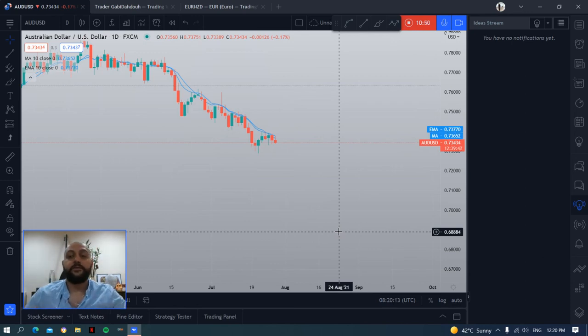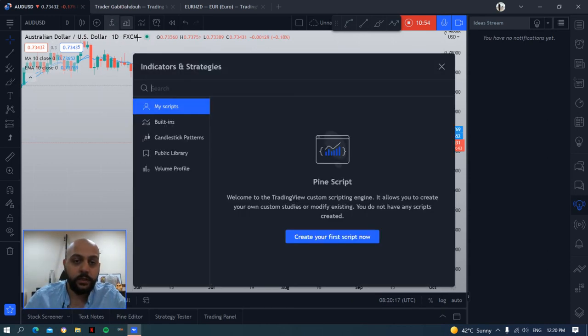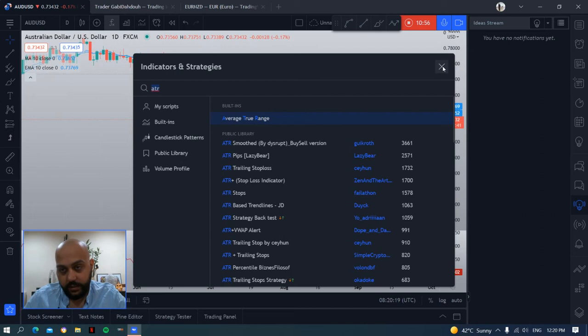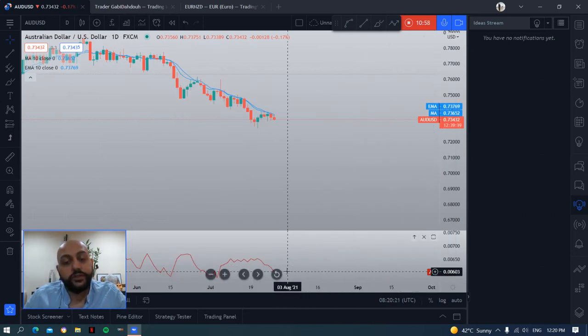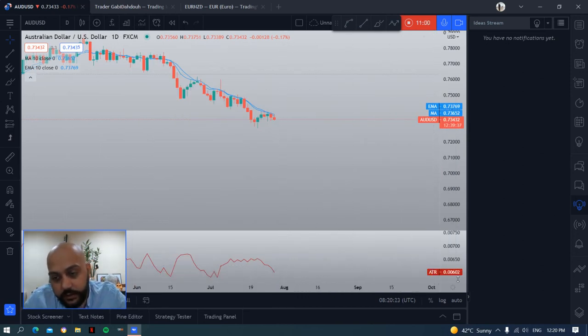Now, to identify the price and use stop loss, etc., I like to use the average true range indicator. The average true range indicator daily is 0.00602. What does that mean basically? Basically it means every day the average movement of the market is around 60 pips. I'm going to be making a video about the average true range because a lot of people did ask me about it and how to use it with stop loss, etc.